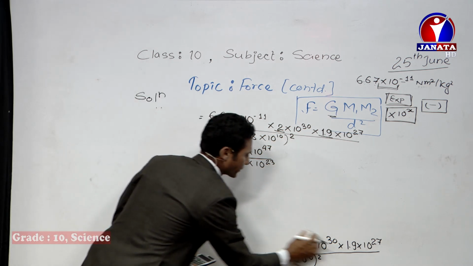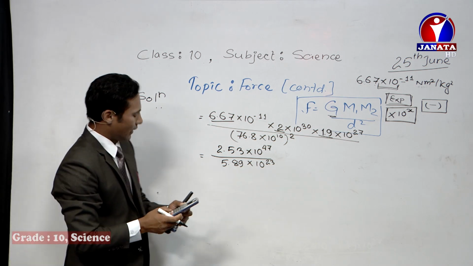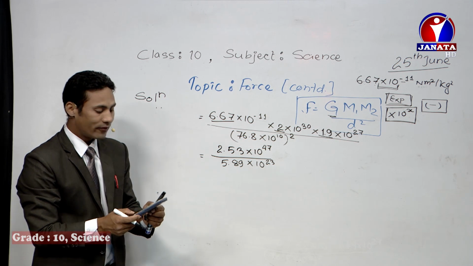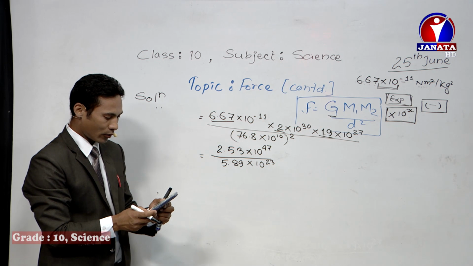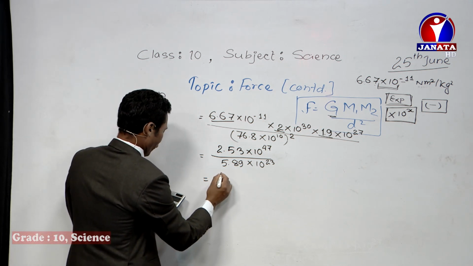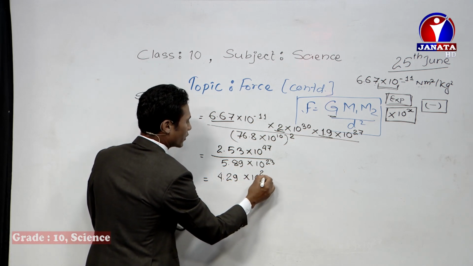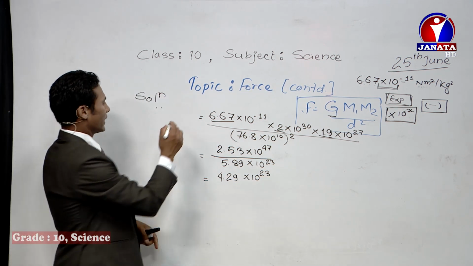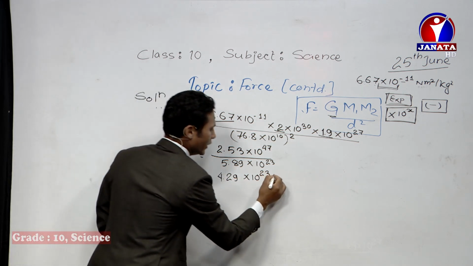Okay, after this, let's divide this one. 2.53 into 10 to the power 47 divided by 5.89 into 10 to the power 23. If you divide, then the answer is 4.29 into 10 to the power 23. Now we calculated this force. So what is the unit of force? Definitely that is Newton.